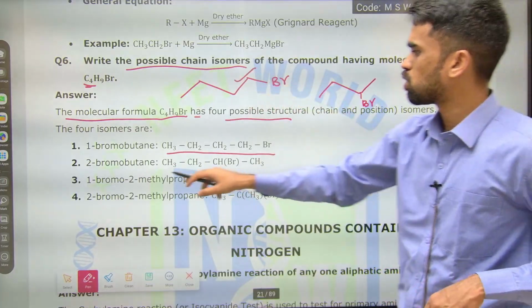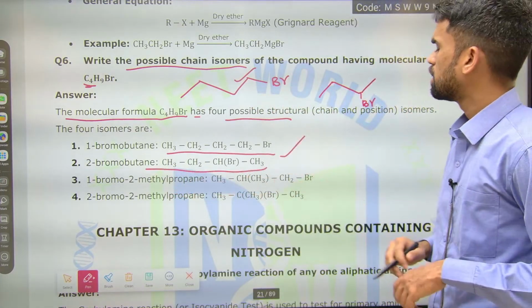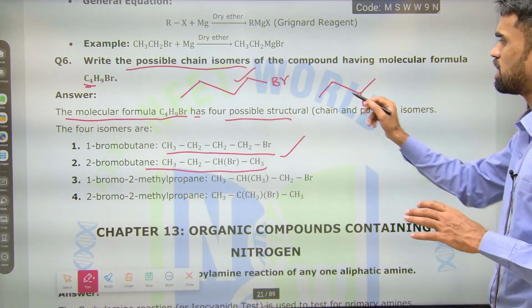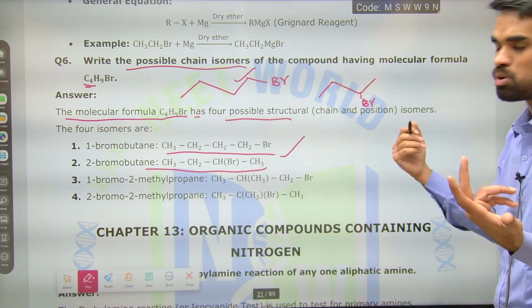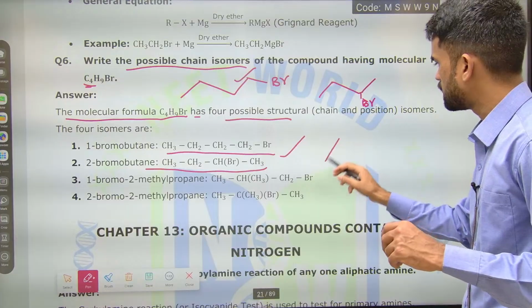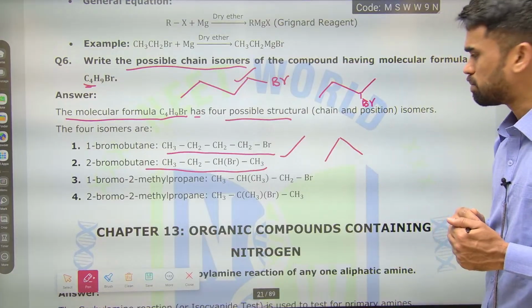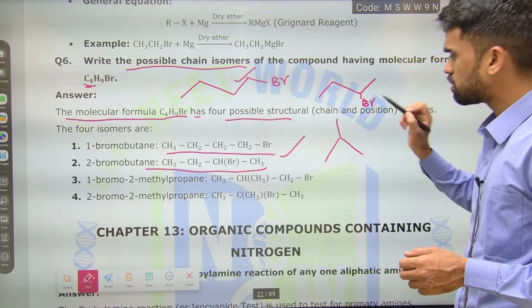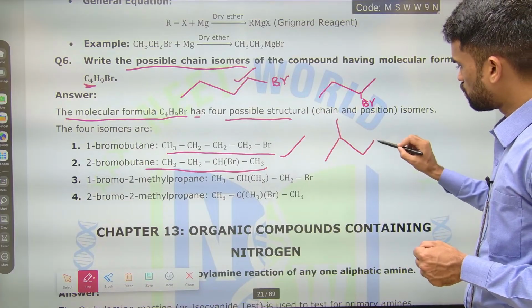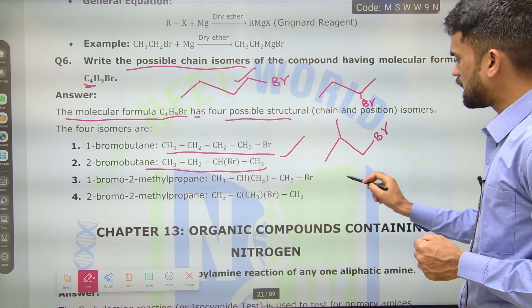Then next, 2-bromobutane, this is also done. Is there any other possible way? If I keep it here, that is also 2-bromobutane only, so no point in writing it that way. So I am writing with 3 carbons. Here a methyl group, here bromine. And the next one.